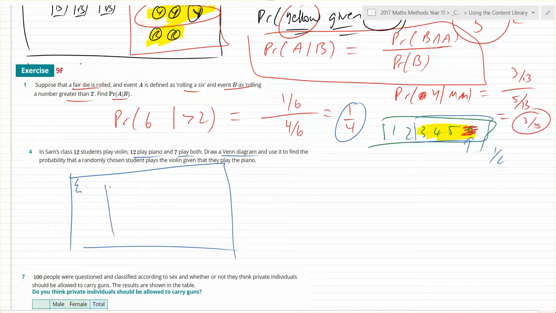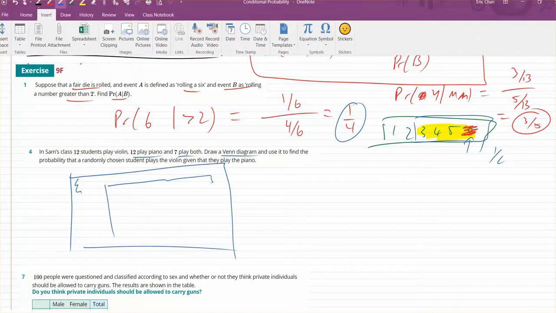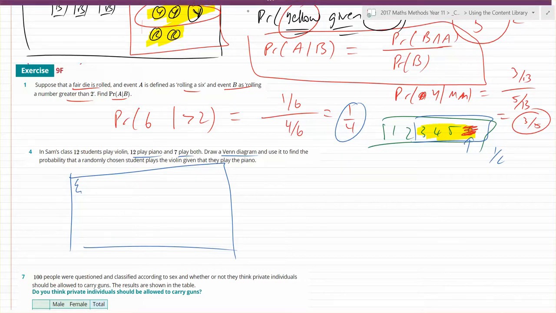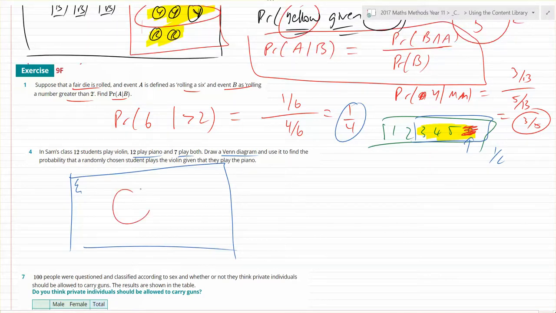Okay, so I'm going to draw a Venn diagram of the two things they could play. Okay, so they could either play violin or piano. And we know 7 play both.